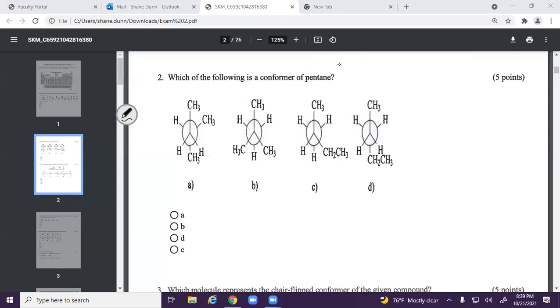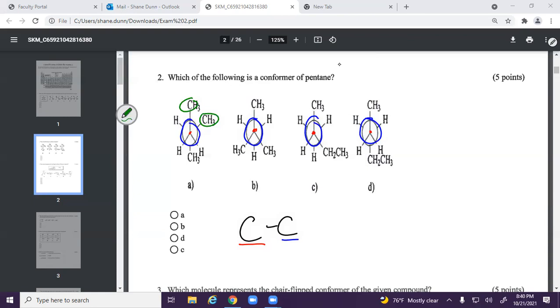And remember how Newman projections work: it's one carbon bonded to another carbon. So this first carbon is going to be all of these red dots, which would be this carbon. The circle represents a second carbon, which would be this blue carbon. So when you count carbons, you count 2 with Newman projections. So let's do that. That would be 1, 2, 3, right?